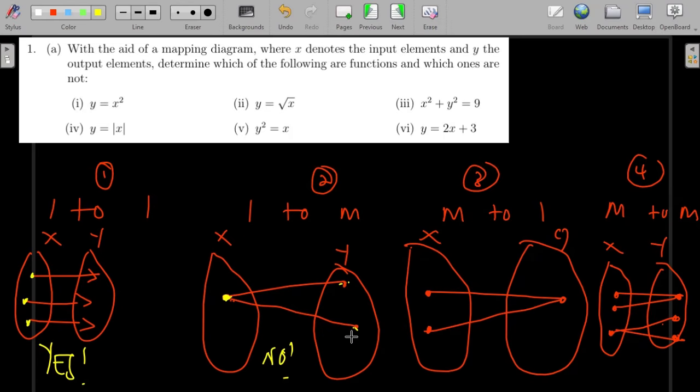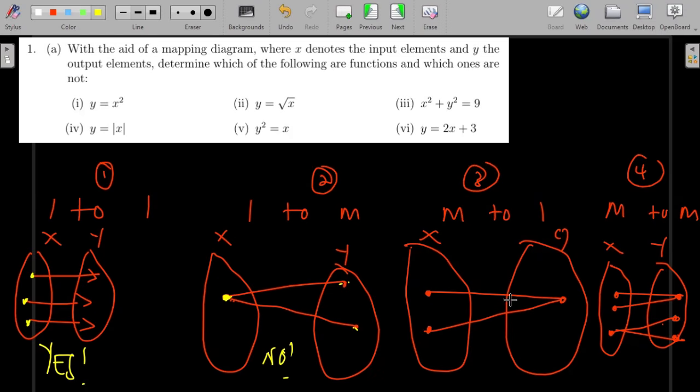But by definition, we said that a function is a type of relation where each input here should be mapped to exactly one output. But we see that this is one input being mapped to what? To two. So this one we are going to say it's not a function. Okay, what about this one? A many-to-one. Is it a function?